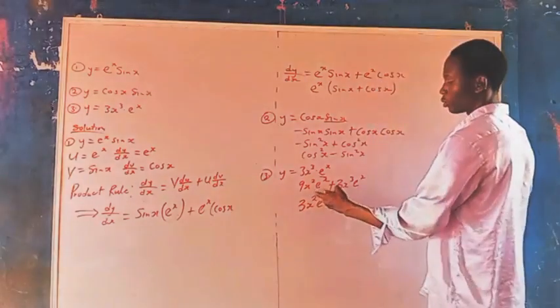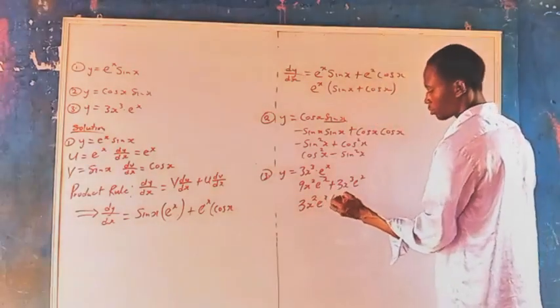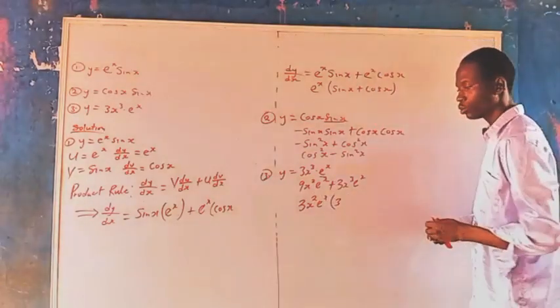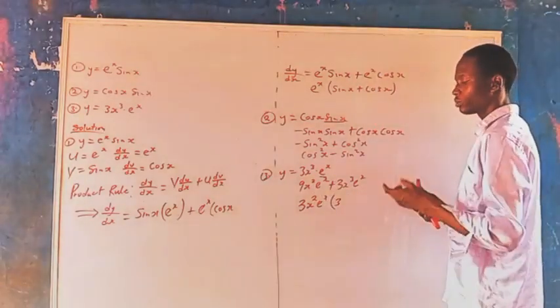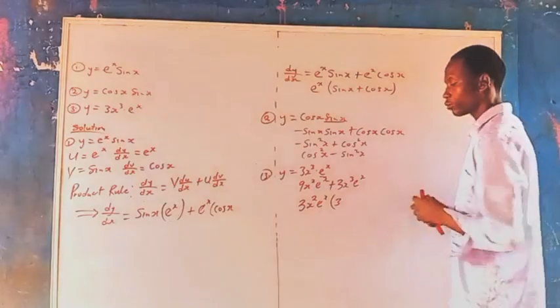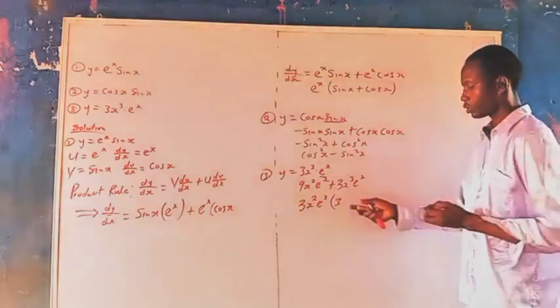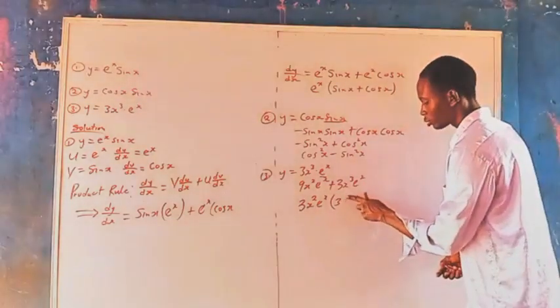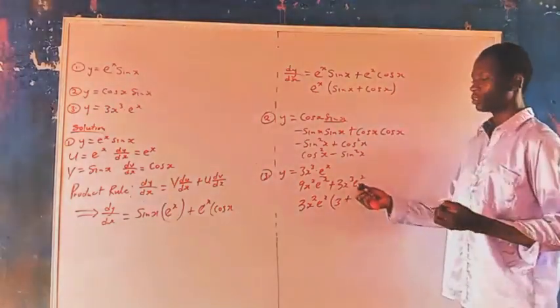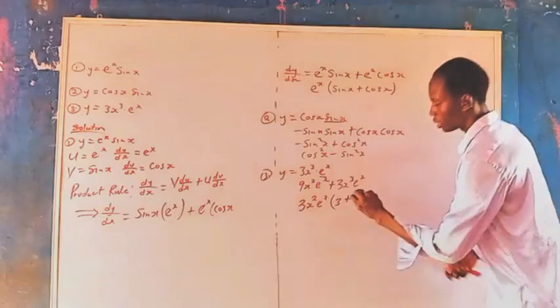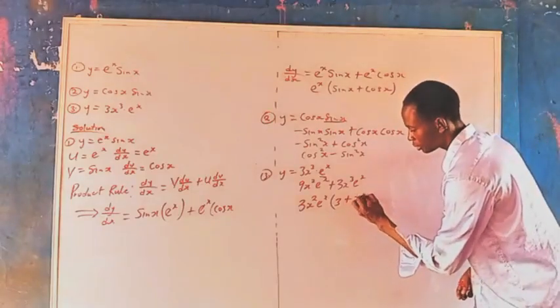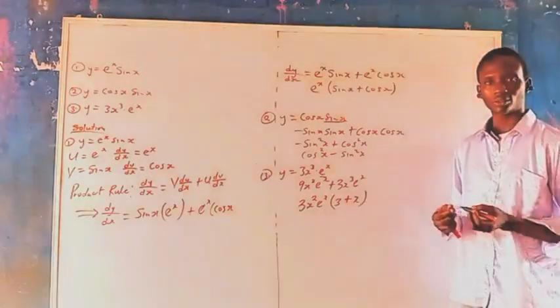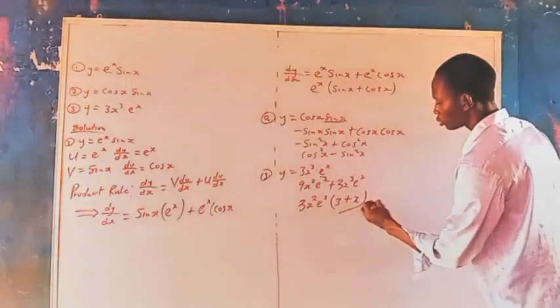And then this will be 3. If you divide 9x to the power of 2 multiplied by e to the power of x by 3x to the power of 2 e to the power of x, we are going to have 3. Plus, if you divide 3x to the power of 3 multiplied by e to the power of x, we are going to have x now. That's what is going to be left. And this is the solution to the third one.